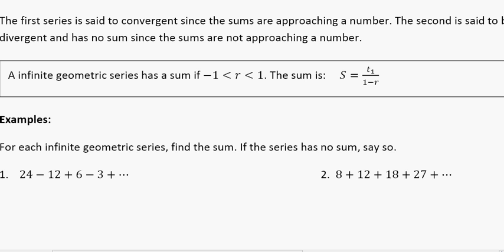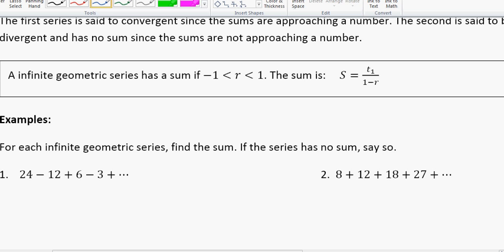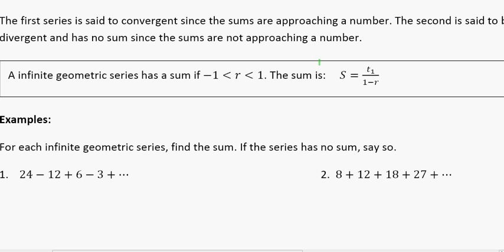So the only one that has a sum is an infinite geometric series where the common ratio is somewhere between -1 and 1. Okay? If the common ratio is between -1 and 1, and that doesn't include -1 and 1, then the sum exists. If it doesn't have a common ratio between -1 and 1, the sum doesn't exist. If the sum does exist, it's a very simple formula. It's t sub 1 over 1 minus r.